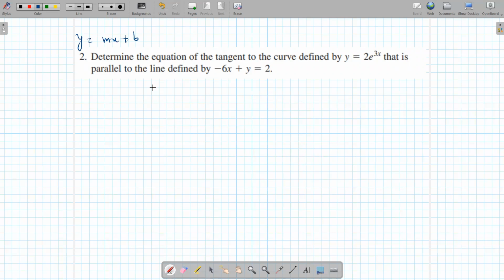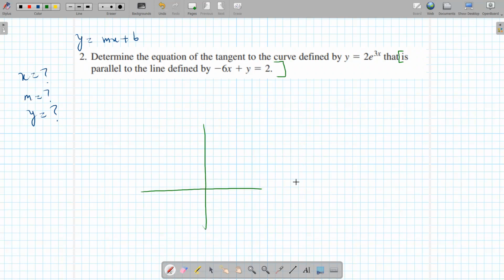Now, this one's a little bit tricky because usually they will give you an x value, but they have not given you an x value. So we kind of don't know anything in this case, but using this information, they've given us a line, okay?